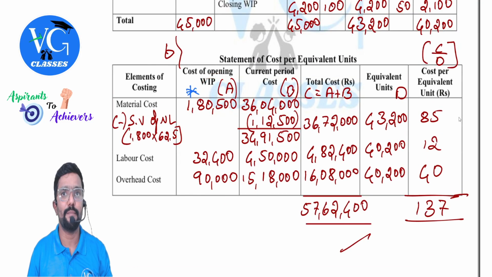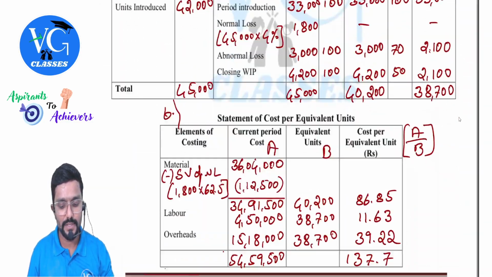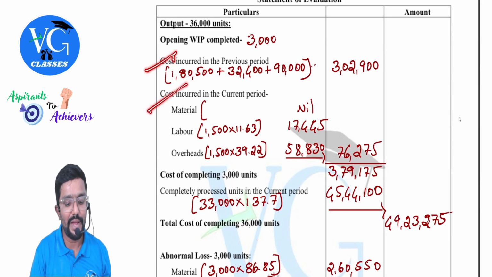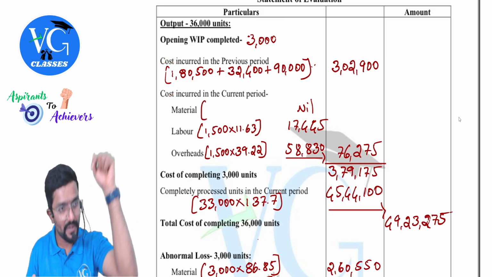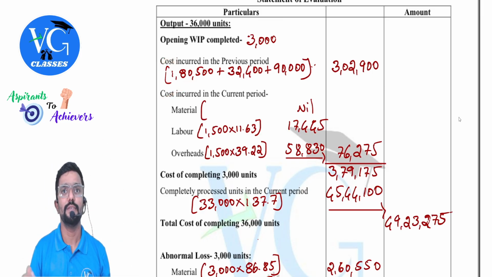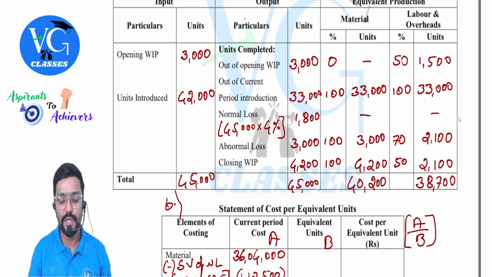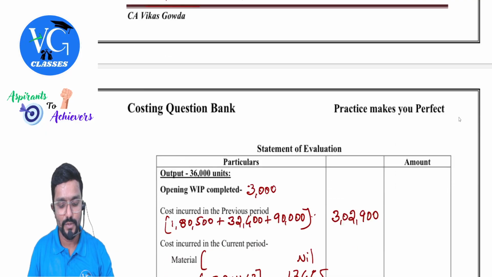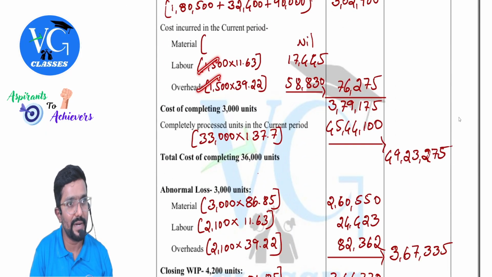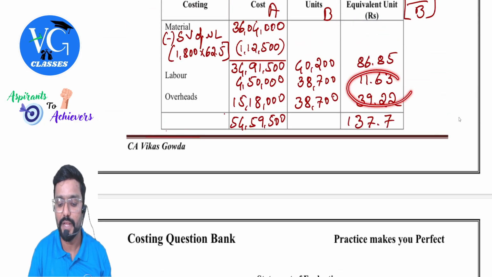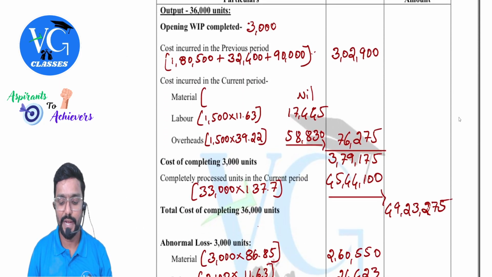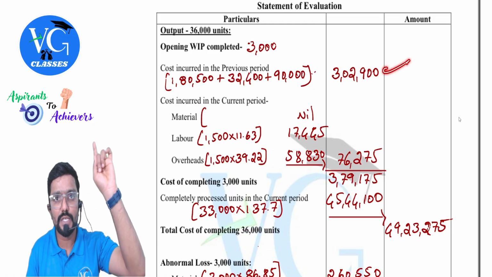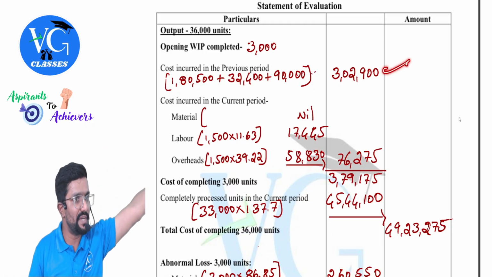Whereas under FIFO, we are taking it separately. Okay. So what is this, sir? Simple. Cost of opening WAP, which was incurred in the last year. For that, we need to add how much cost is incurred in the current period on opening WAP. Sir, how do you get it? What is the equivalent units for opening WAP? Material 0. For labor and overhead, 1,500. So take 1,500 for labor and overhead, multiply it with the cost per equivalent unit. So you will get 76,275.